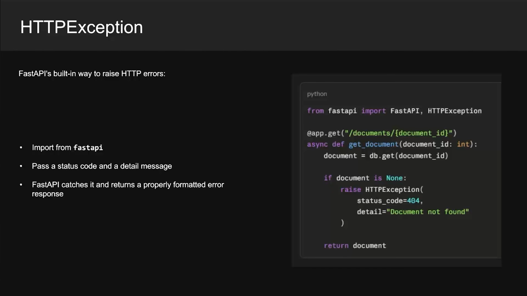FastAPI gives you one clean tool for raising errors: HTTPException. Import it, raise it, and done. Look at the code. This endpoint fetches a document by ID. If it doesn't exist in the database, it raises an HTTPException with a 404 and the message document not found. That's it. FastAPI catches it automatically and sends a proper JSON error back to the caller. No try catch blocks around everything. No custom middleware, just raise it where the problem happens and FastAPI handles the rest.